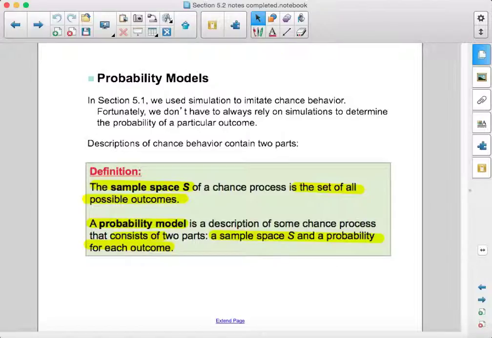When we're talking about probability, the list of all of our possible outcomes of a chance process is what we refer to as a sample space. So for instance, if I were going to roll a single die, my sample space would be 1, 2, 3, 4, 5, 6. A probability model or probability distribution, those are used interchangeably, includes two things. It includes a listing of the sample space and then a probability for each possible outcome.